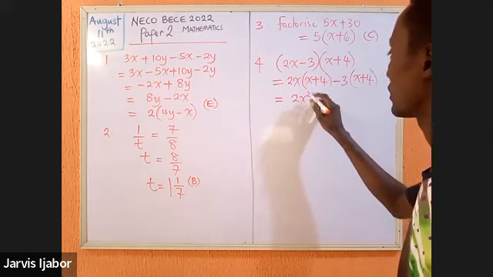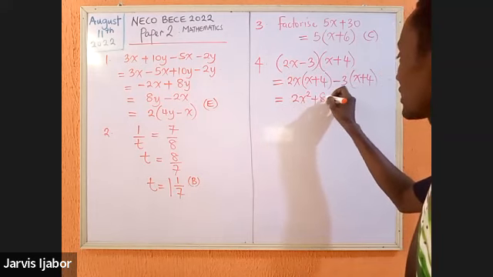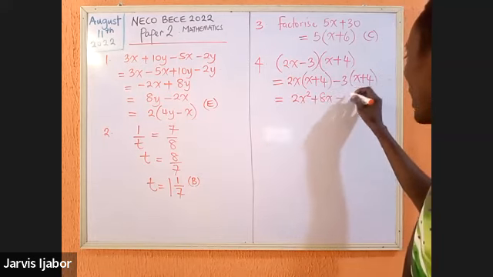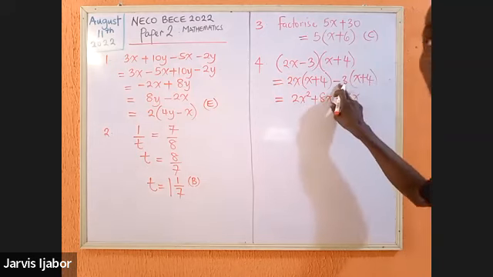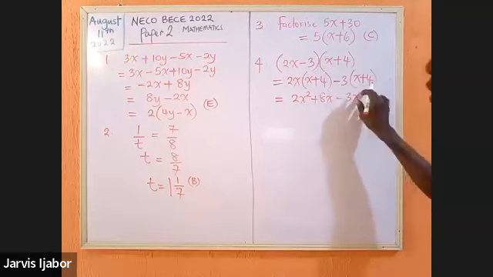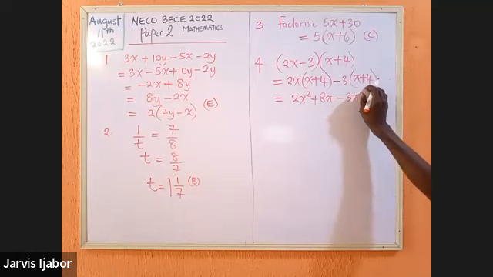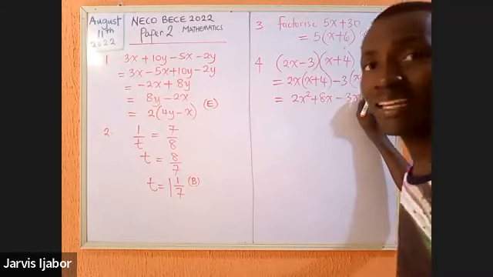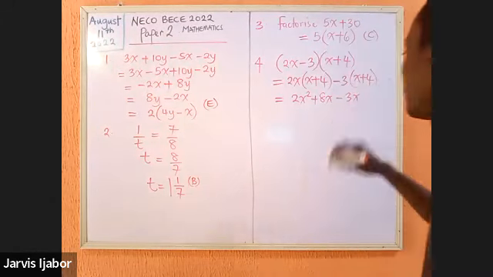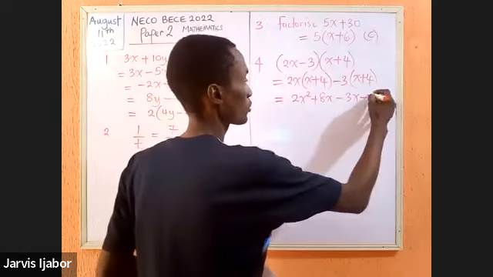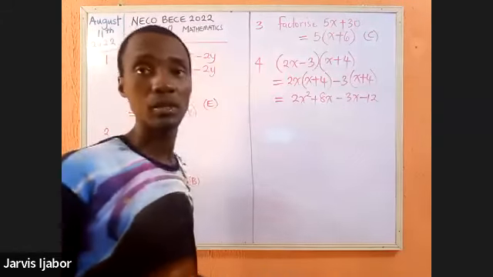This will give me 2x squared plus 8x minus 3x. Now the negative will affect every content in the second bracket. So if there were positives here, we expect them to turn to negative. All right. Minus 12. Is that clear?